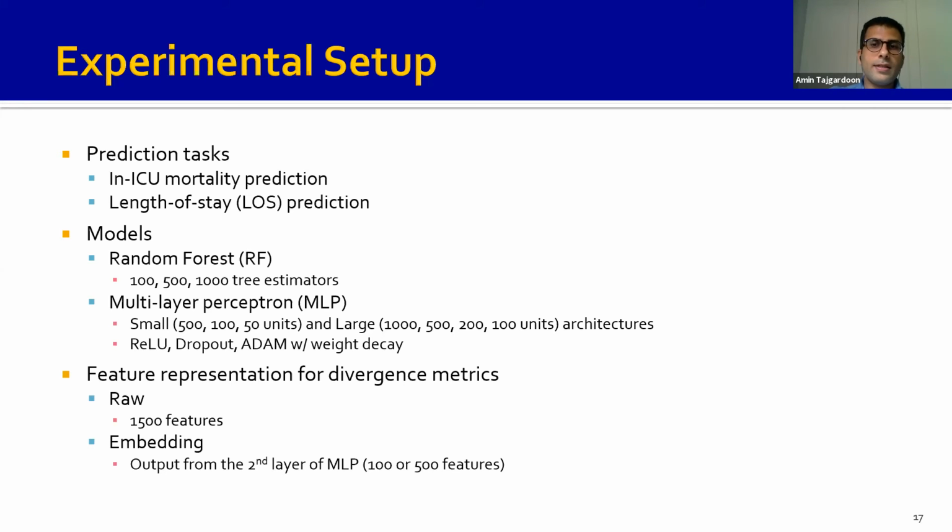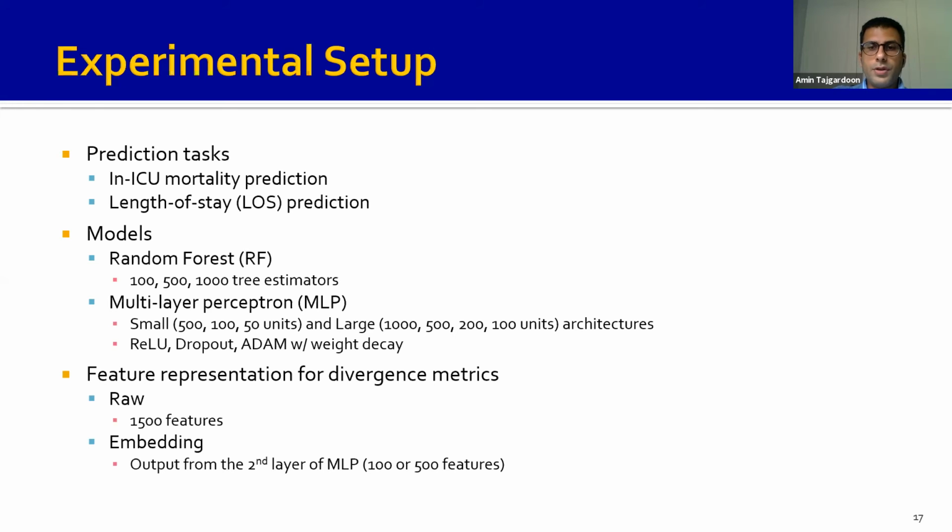We used two classes of models, random forest and multi-layer perceptron. We trained the random forest using 3-fold cross-validation for hyperparameter tuning. For the MLP model, we used grid search and a validation set to tune hyperparameters, including model architecture and weight decay parameters for the Adam optimizer.